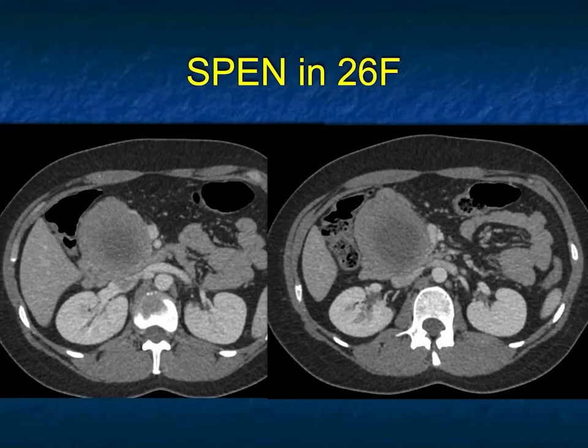This patient had surgery, and this was a SPEN tumor. Now, I didn't tell you the patient was 26. If I told you it was a 26-year-old female and you had a pancreatic mass, without even looking at the case, I would have said a SPEN tumor.